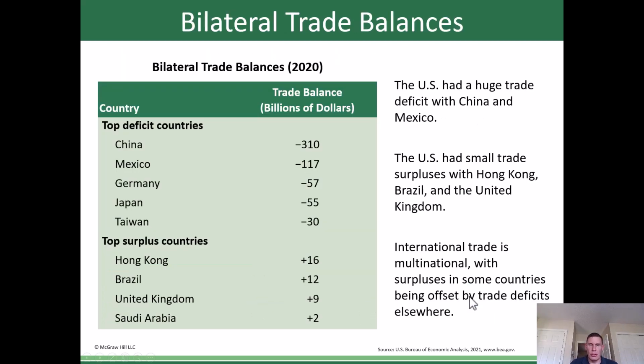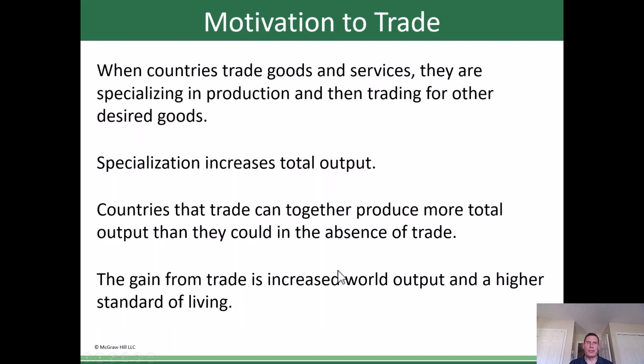So let's talk about bilateral trade balances. The US had a huge trade deficit with China and Mexico, which makes sense because you think about all the stuff that we buy that's made in China. The US had small trade surpluses with Hong Kong, Brazil, and the United Kingdom. International trade is, of course, multinational, with surpluses in some countries being offset by trade deficits elsewhere. So think of it like wherever there's a gain in the sense of a surplus, another country has got to have a deficit, which of course would be a loss to them.